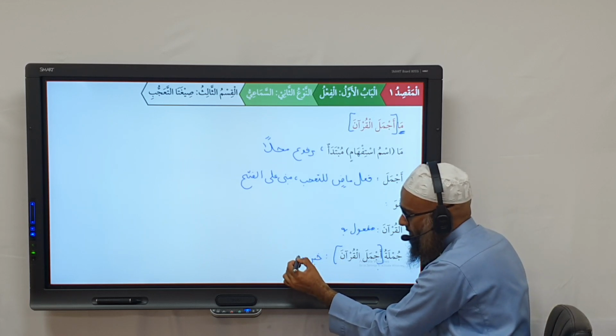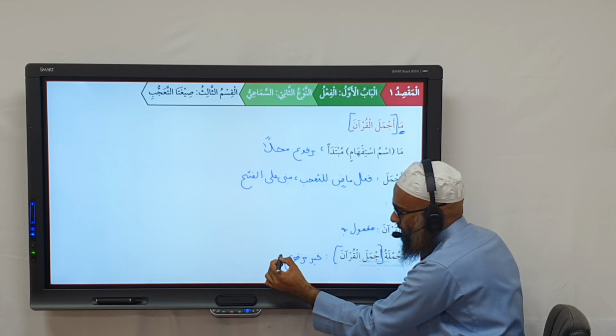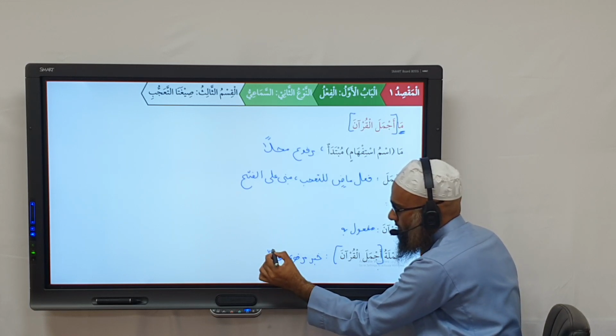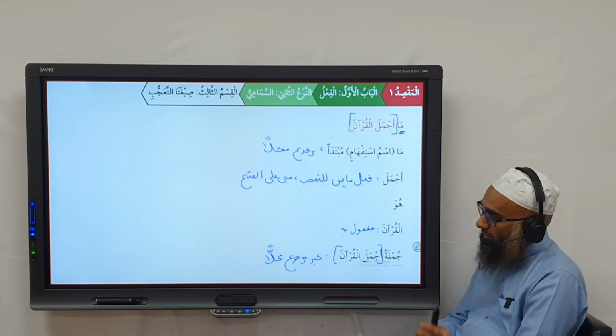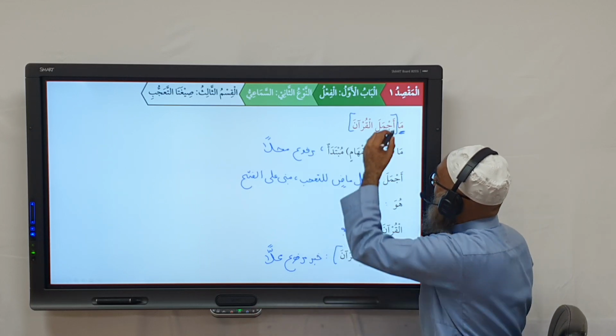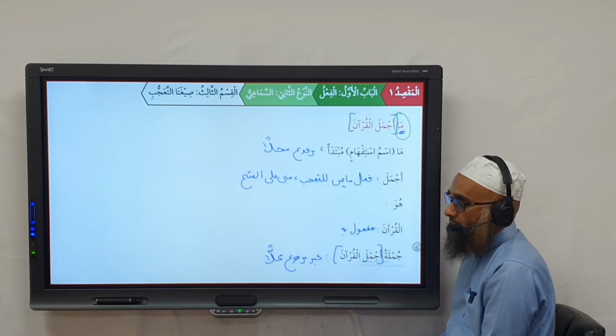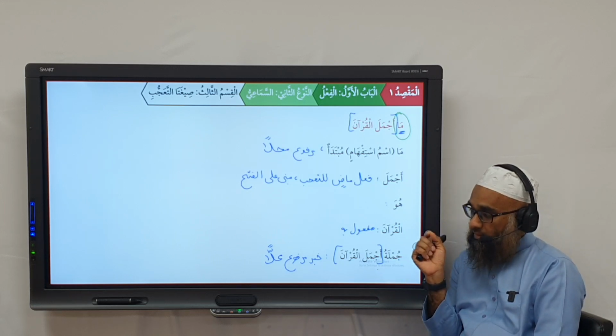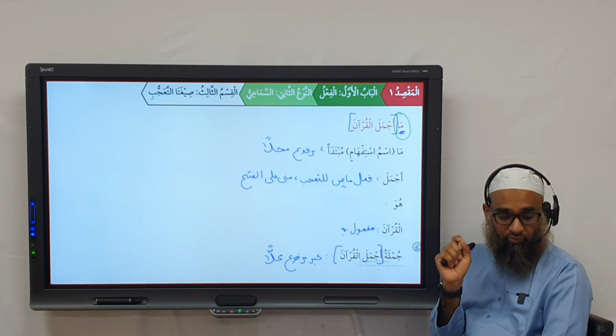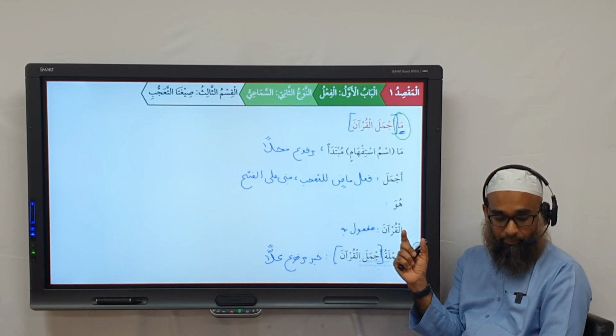Khabarun marfu'un muhallan. Understood? So the main thing here that we have to learn is that this ma, what kind of ma is this? The ma that comes in the sigha of ta'ajjub is what? Istifham. And that becomes the mubtada.